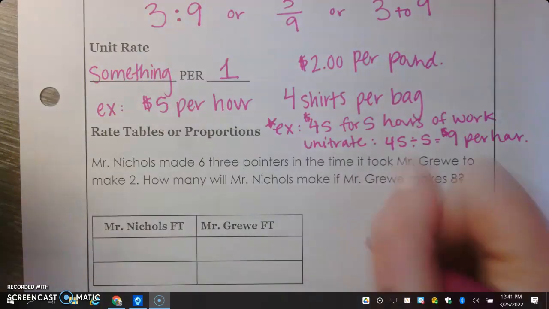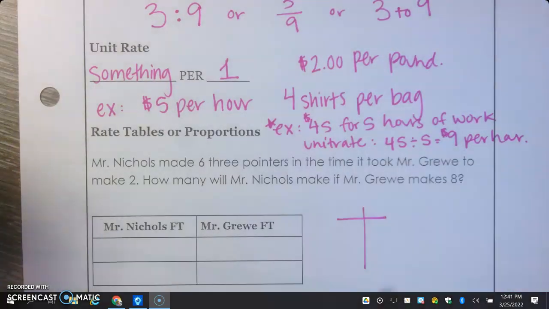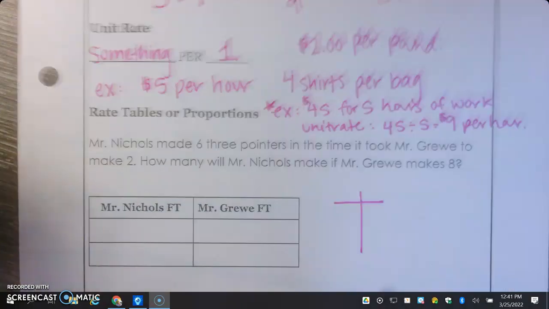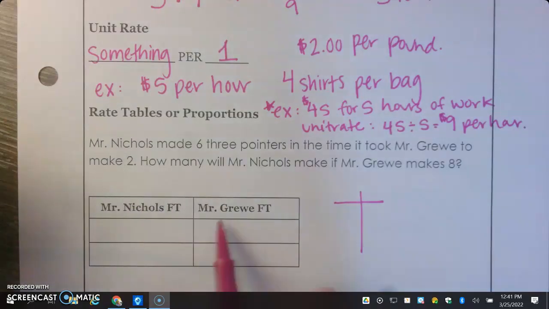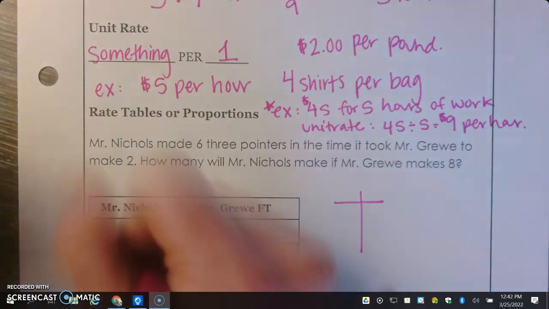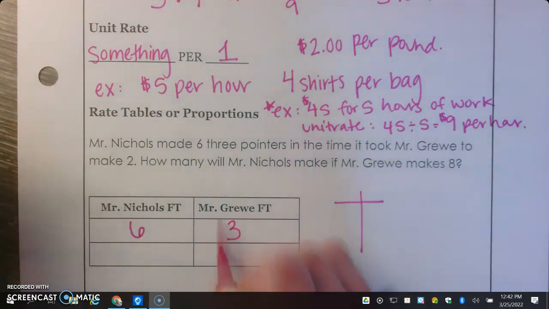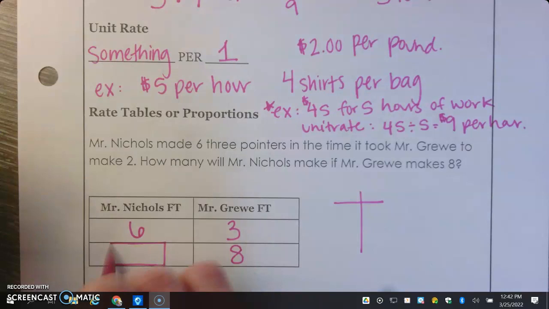Now, if you guys make your own table, right, it'll look something like that on your paper. But I just made you some boxes to make it a little easier, okay? So we've got Mr. Nichols' free throws, and we've got Mr. Grew's free throws, okay? They're 3-pointers, free throws, it's fine, okay? So how many did Mr. Nichols start with? Yeah, he made 6. And at that time, when he made 6, Mr. Grew made 3. Now we're saying, well, what if Mr. Grew makes 8? So we're in Mr. Grew's column, he gets 8 here. We don't know how much Mr. Nichols made.